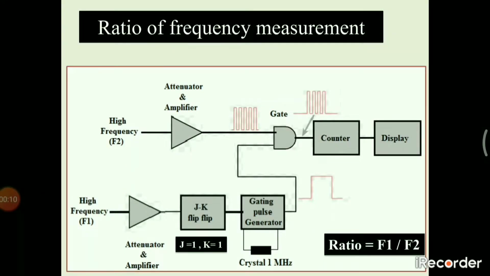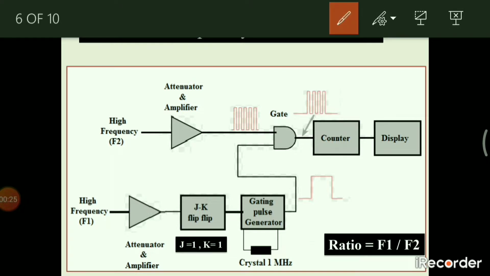In this video, we are going to discuss ratio of frequency measurement. The basic use of this block diagram is to find out the ratio of two frequencies. Here we consider two frequencies F1 and F2. The basic block diagram uses two amplifiers and attenuators, one JK flip-flop circuit, one gating pulse generator with a crystal of 1 megahertz, then one AND gate, counter circuit and display circuit. So these are the main blocks used to find out the ratio of two frequencies.